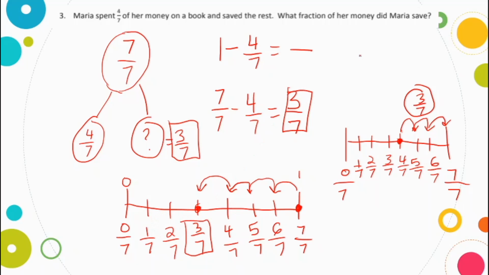So go ahead and write your answer statement. So hopefully your answer statement looks something like this. Maria saved 3/7ths of her money. All right.